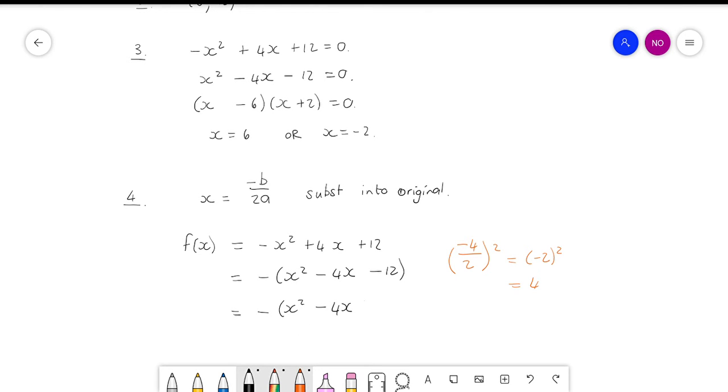Okay, so we're going to add 4, subtract 4, and then remember this negative 12 was already there, so I just carry that part.